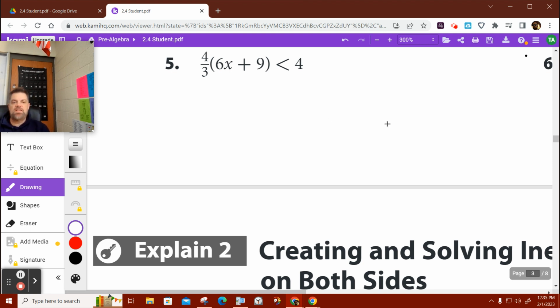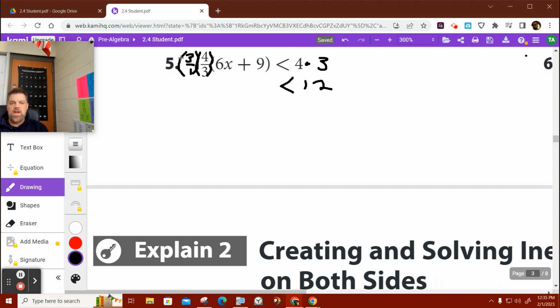So if the denominator of this fraction is 3, if I multiply by 3 over 1, and then over here, I just multiply by 3. On this side, I'm going to get 12. Okay? Now, I only have to multiply the numbers in the front. Okay? So now here's an interesting thing.